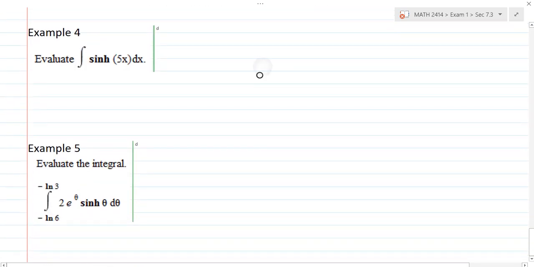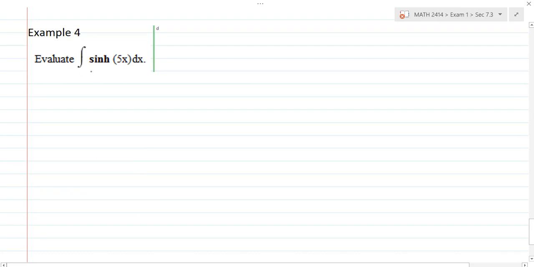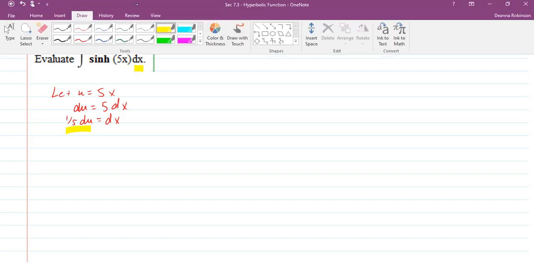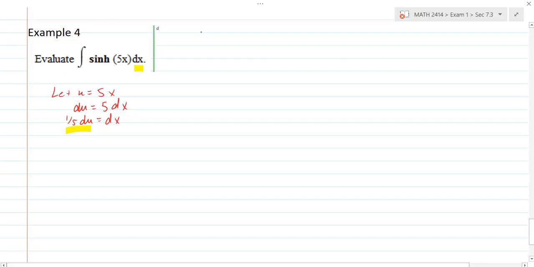Let's try an integral problem. Here we're asked to evaluate the integral of hyperbolic sine 5x. I would want to do a u substitution with this one. What would I let u be equal to? 5x. So what is du equal to? 5 dx. I don't have the 5 there, so I've got 1/5 du is equal to dx. So in place of this dx, I'm going to plug in a 1/5 du. That means that I can rewrite this problem as 1/5 the integral of hyperbolic sine u du.